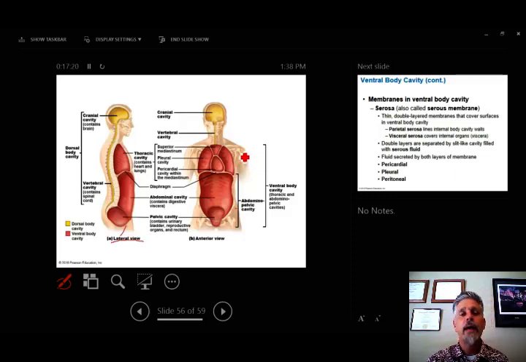So lots of different cavities. So you need to know these cavities. You need to know what's in each of these cavities. Okay?